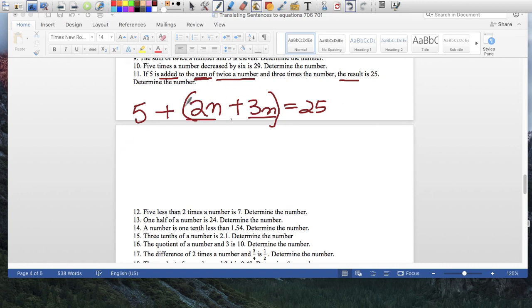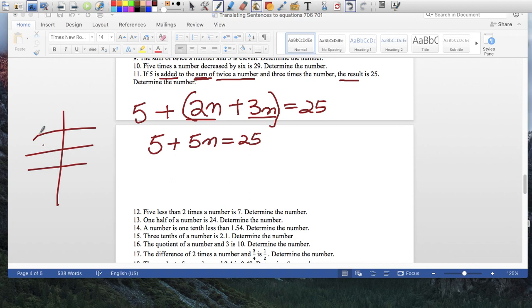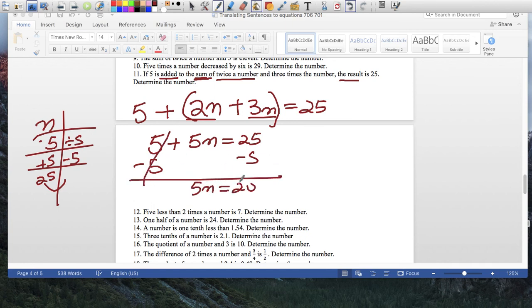So I can do a bunch of things here. So 5 plus, and 2n plus 3n is 5n equals 25. N times 5 plus 5 equals 25. Minus 5 divided by 5. So let's do minus 5 here. Minus 5 here. 5n equals 20. Divide by 5. Divide by 5. N equals 4.